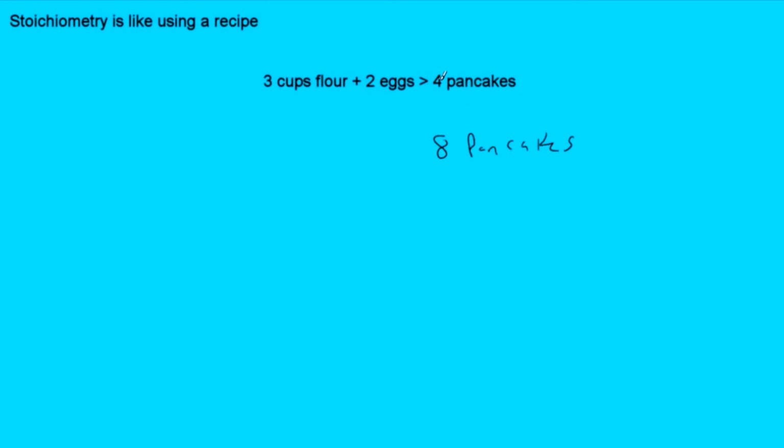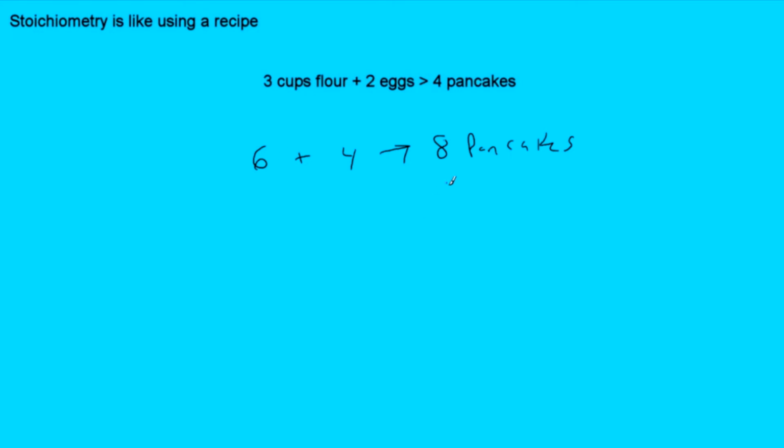Well, obviously you doubled the batch here from 4 to 8, so you're going to double everything here. You're going to end up with 6 cups of flour plus 4 eggs makes 8 pancakes. This is stoichiometry. The way we're going to do it though is based on dimensional analysis. But this is easy because it's obvious. You're doubling this, so you double everything else.